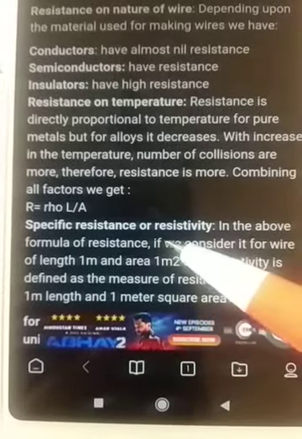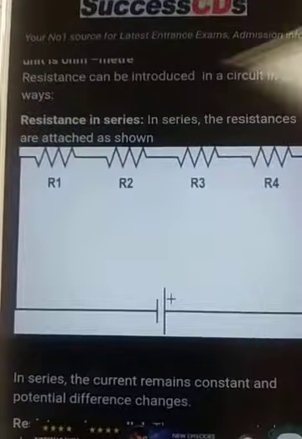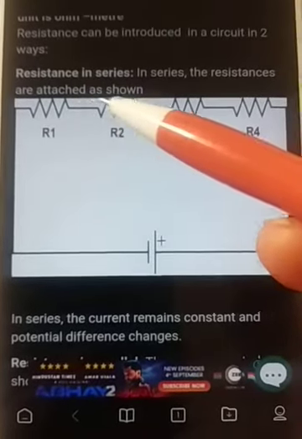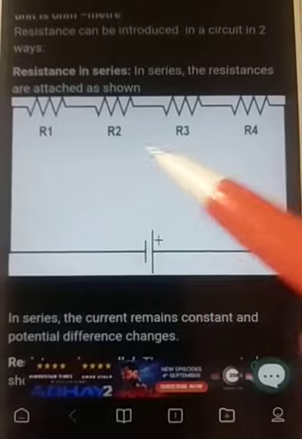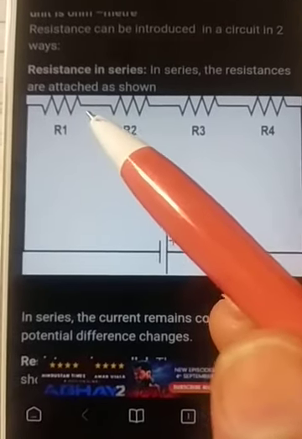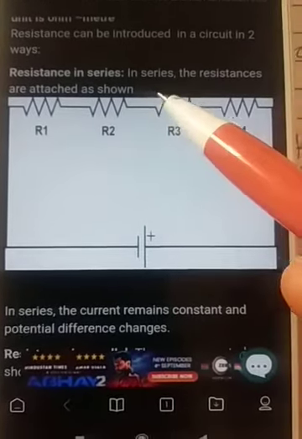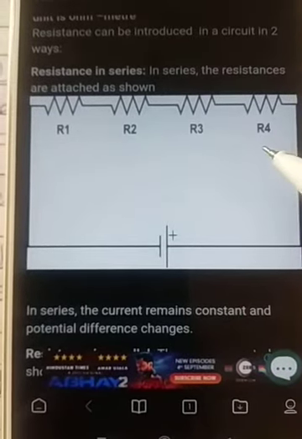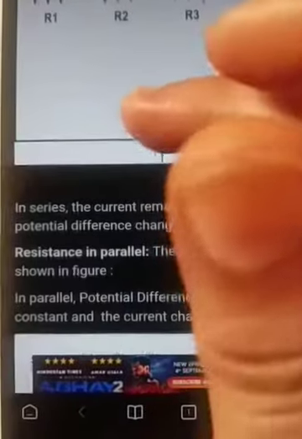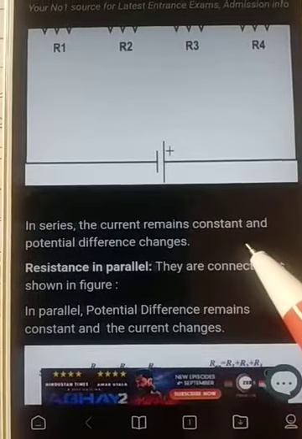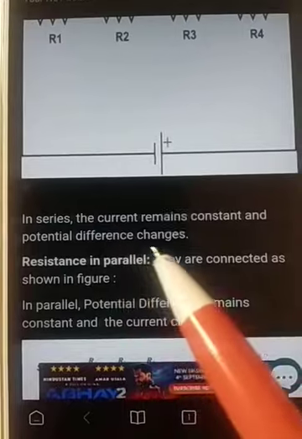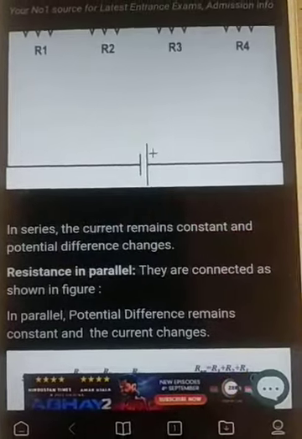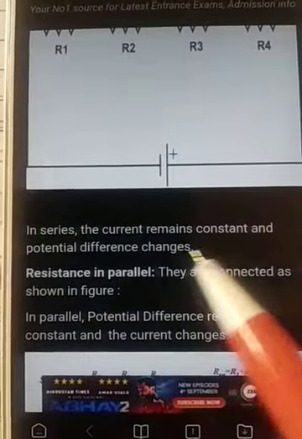Specific resistance or resistivity. Now, resistance can be introduced in a circuit in two ways. Resistances in series are attached like this: R1, R2, R3, R4. This is called series. In series, the current remains constant and the potential difference changes.